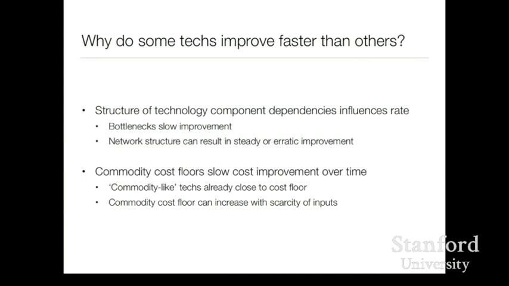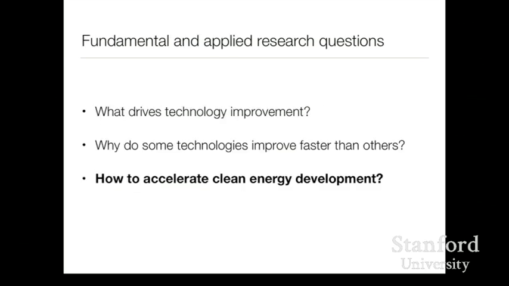Now, another thing that can matter is how far you are from cost floors. Commodity cost floors can slow the cost improvement of technologies over time. What we're calling commodity-like technologies are already close to their cost floor. And for some technologies, this commodity cost floor can increase with scarcity of inputs. Okay, so those are some results on, and some intuition for, why some technologies might improve faster than others.